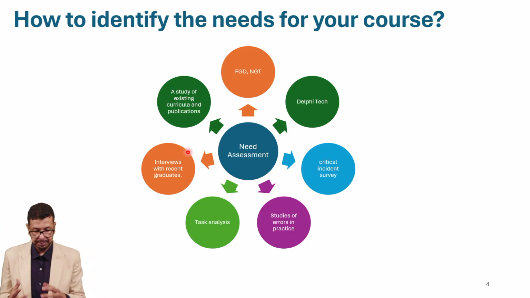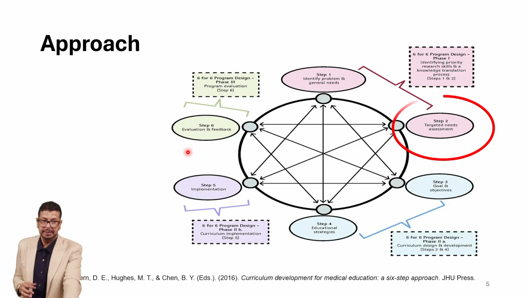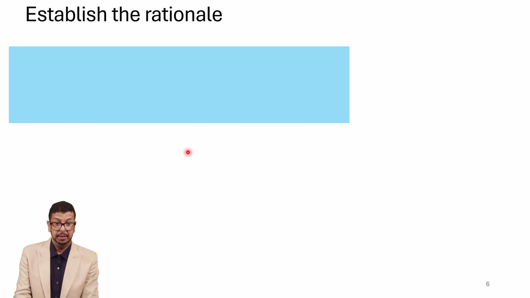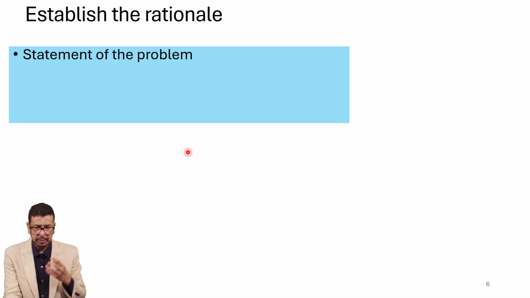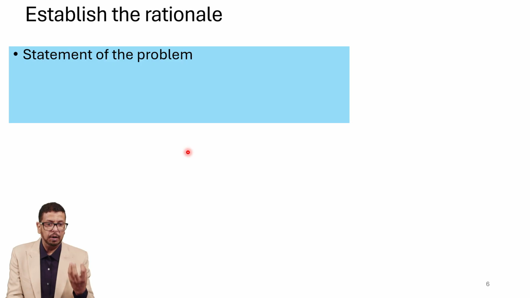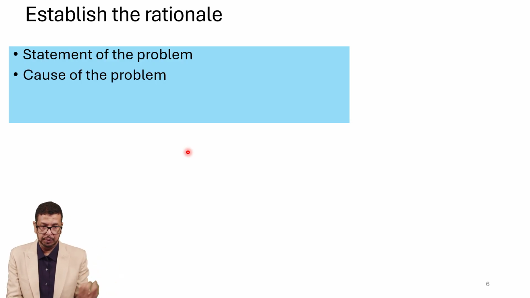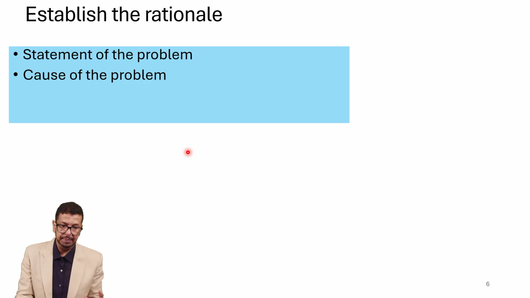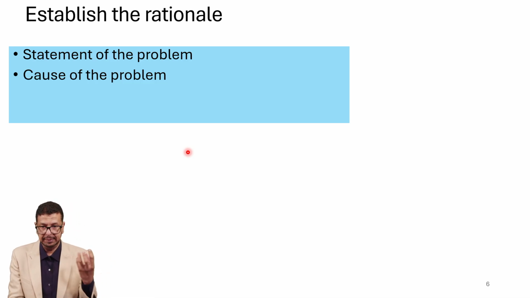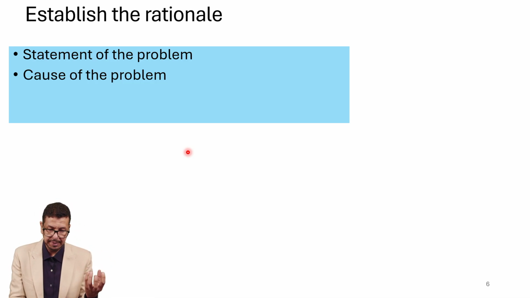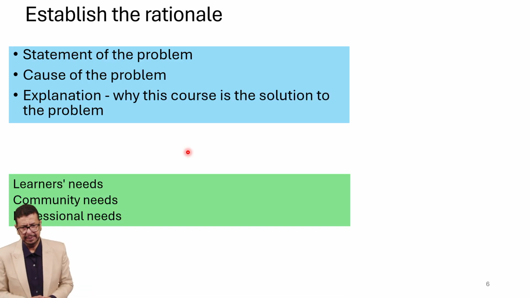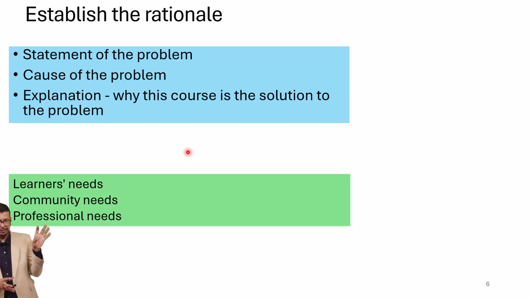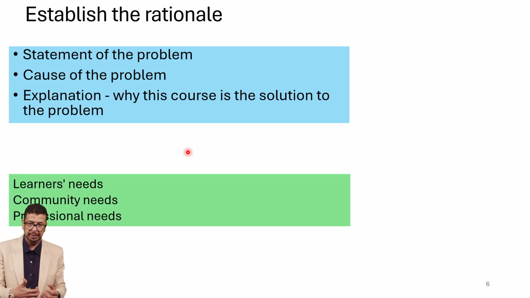Following the identification of the problem and the general need assessment, then we'll go to the targeting need assessment of the learners. We need to establish a rationale of the curriculum or a course. So what is the statement of the problem? What are the health problems and the needs of the learners related to this curriculum or course? What is the cause of this problem, what are the competencies needed for these learners to solve these problems, and why this course as a solution for these problems? So for the learner needs, we have to consider the learner needs, the community needs, and also the professional needs.